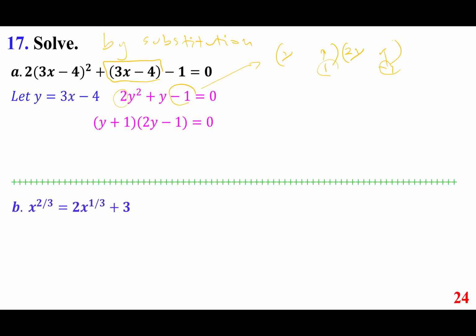And by that, I mean, look at this one. This is 2y. Look at this one. This is minus y. They must add up to y, and they do. And so that's how you factor. So y is either -1 or 1/2.